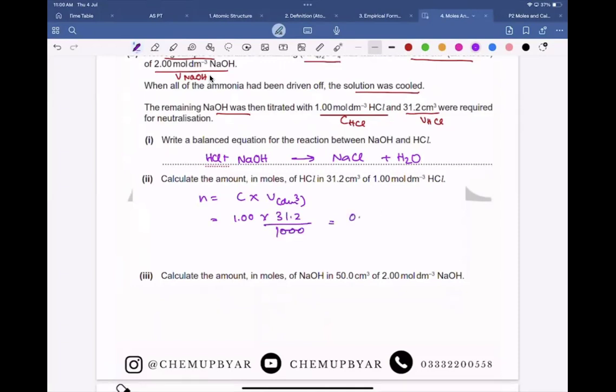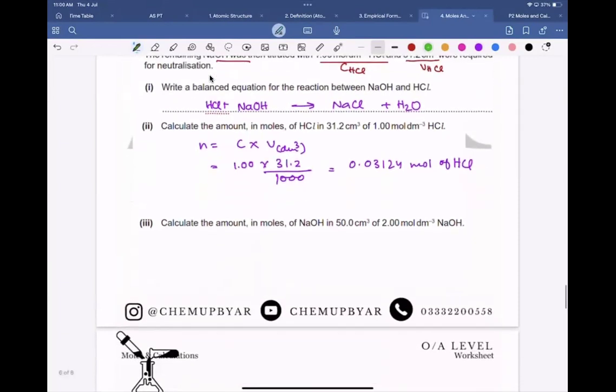0.0312 moles of HCl. These are the moles of HCl. Can you tell me with which substance this HCl was reacted? Sodium hydroxide. The remaining sodium hydroxide, that's very important. The HCl reacted with the remaining sodium hydroxide.